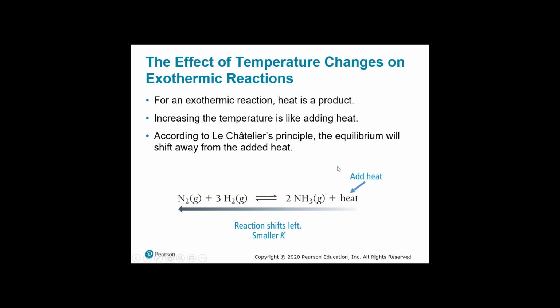Okay, so for an exothermic reaction, heat is a product. Again, look at this as a substance, and it makes it easier. Increasing the temperature is like adding heat. So when you hear of an increase in temperature, think of heat as a substance and, oh, I'm adding more heat. According to Le Chatelier's principle, the equilibrium will shift away from the added heat. That is because it's going to adjust this way and produce more reactants. So the reaction shifts left and a smaller K. Remember, the bigger the K, the more the equilibrium is towards the products, and the smaller K means it's more towards the reactants.